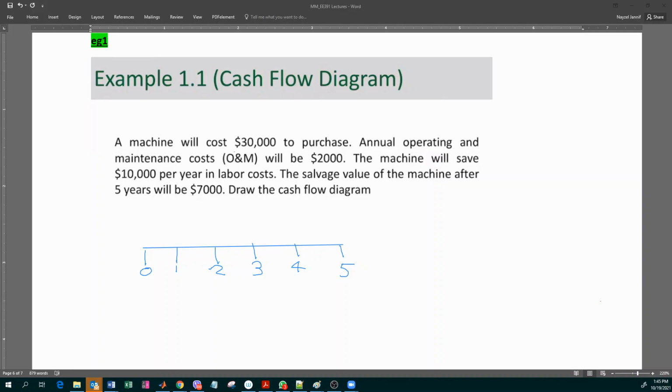Okay, nice. All right, now, $30,000. $30,000 is the original cost. What do we get? $30,000. All right? Okay? 30,000.